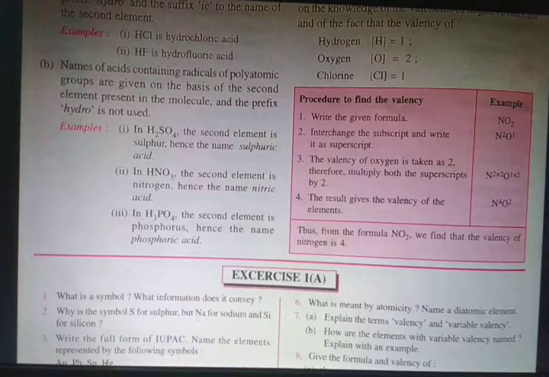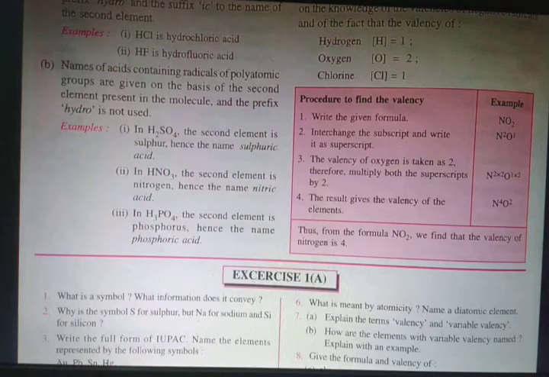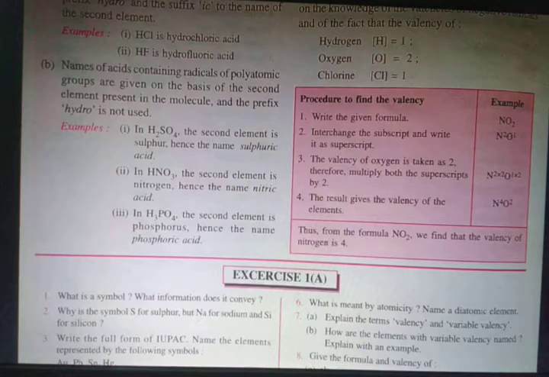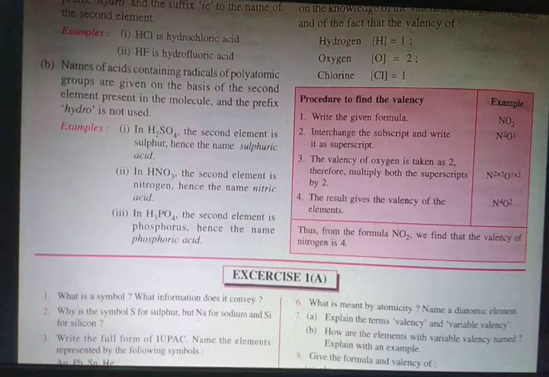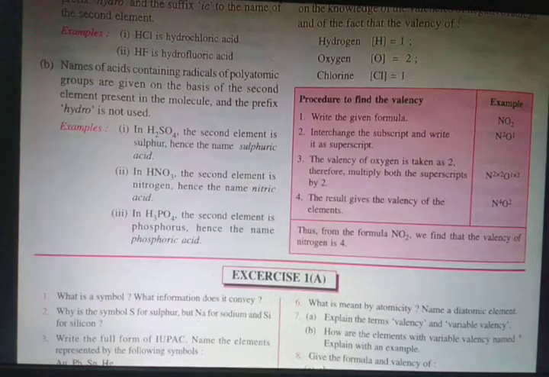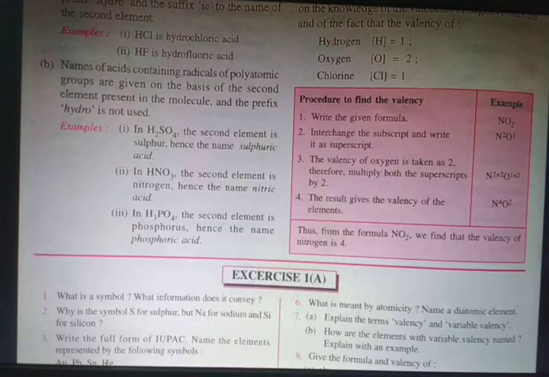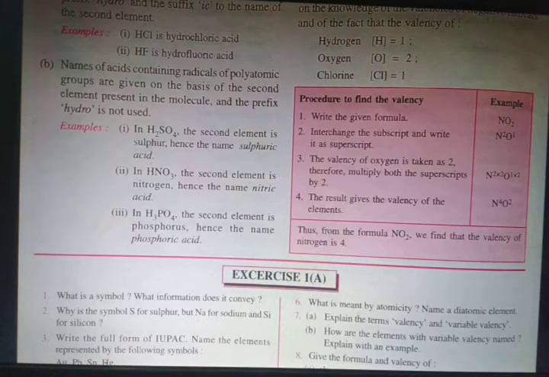Moving to question number 2, why is the symbol S for sulfur, but Na for sodium and Si for silicon? Sulfur is the name of the element. What about Na? The name of the element is sodium, and the other is silicon. So sulfur, sodium, silicon, all three elements, the name itself starts with the alphabet S.